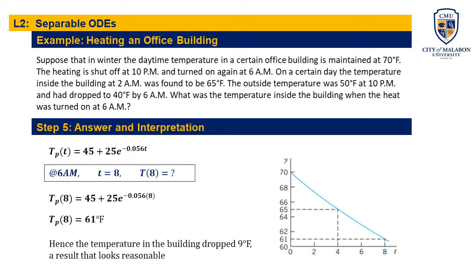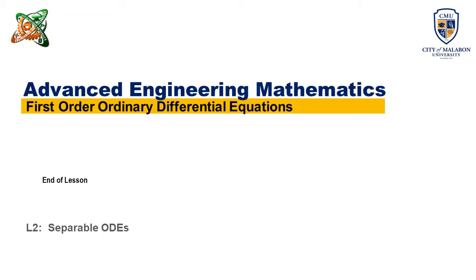So I think that's it. This is just a graph showing the trend over time for the temperature to drop by 9. So that will be the end of this lesson.